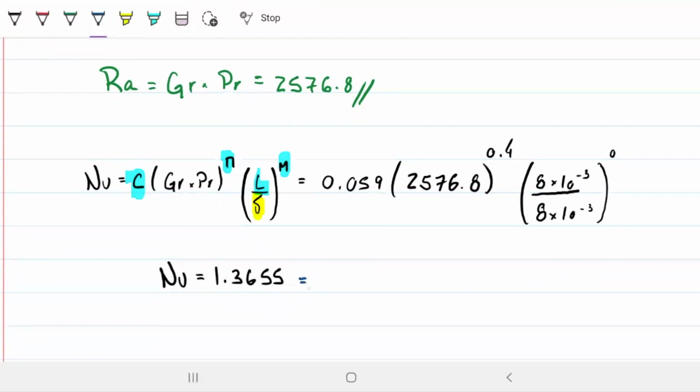But we know Nusselt is also equal to H times the characteristic length over K. In this case, the characteristic length is 8 mils. So 8 mils, and therefore my H is 5.74.